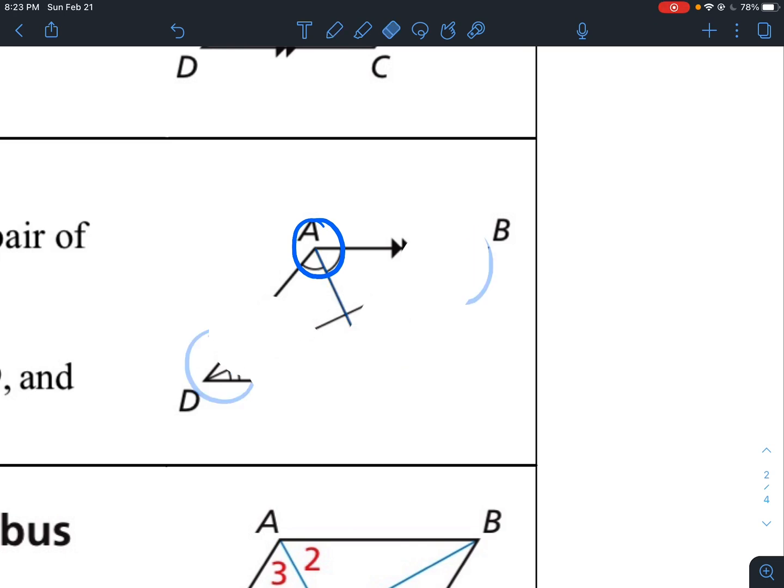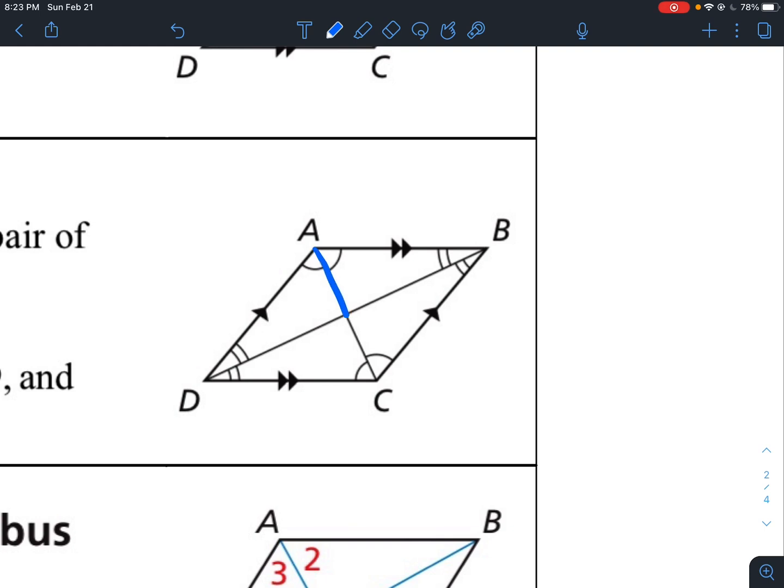Okay, so the diagonal AC bisects angle A, meaning that this angle right here and this angle right here are congruent. And it also bisects this angle right here, meaning that this angle and this angle are congruent. And this diagonal BD bisects angle D and angle B. Now this doesn't work for every single parallelogram.